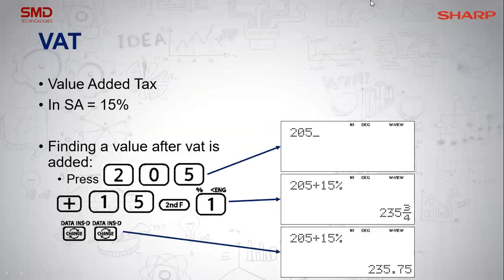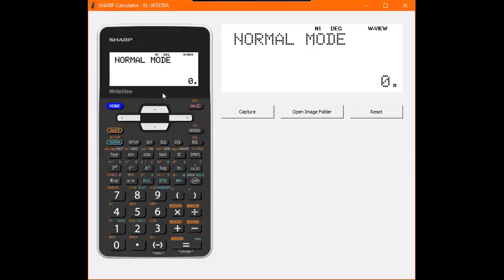And then, of course, we also want to talk about VAT. So I just want to go briefly through that. So we're going to go back to our home button, which is normal mode. Let's say, for example, we have our initial price value is 205 Rand, and we want to add 15% VAT. Okay, so we say plus 15, second function, and 1. Oh, I could have actually just done my D1 key. And then, of course, we can press change. So our new price is 235 Rand and 75 cents.